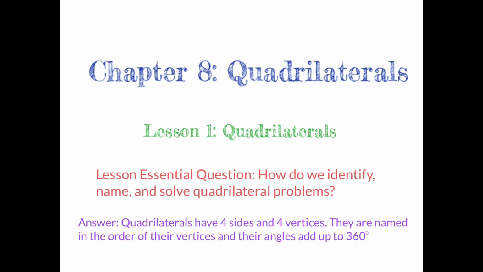And that concludes today's lesson on quadrilaterals. So how do we identify, name, and solve quadrilateral problems? Well, quadrilaterals have 4 sides and 4 vertices. They are named in the order of their vertices, and their angles add up to 360 degrees.